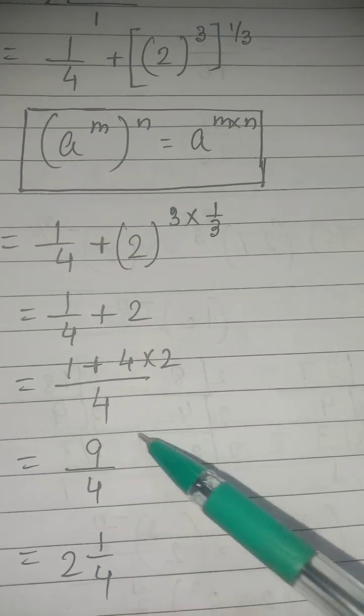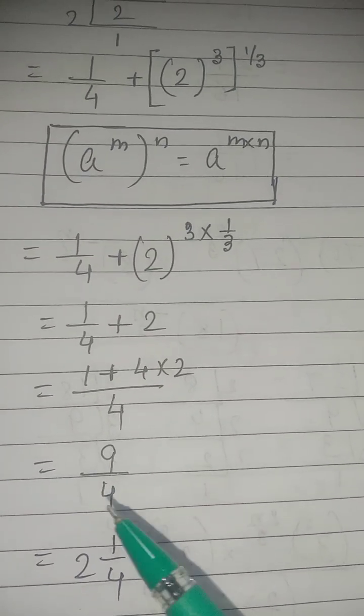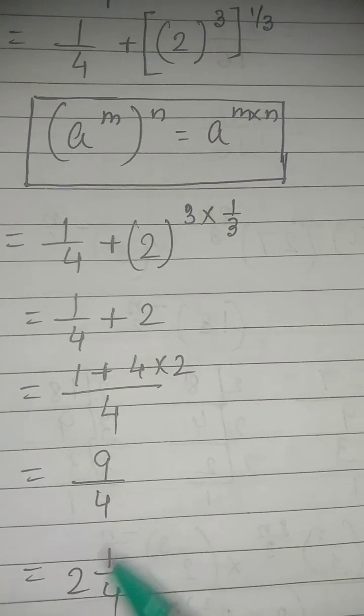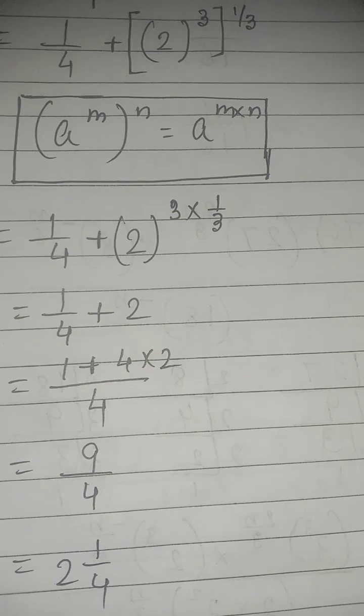Now it is an improper fraction. So all improper fractions should be converted to mixed fractions. So 4 twos are 8 and 1 remainder. So 2 1 by 4 is the answer.